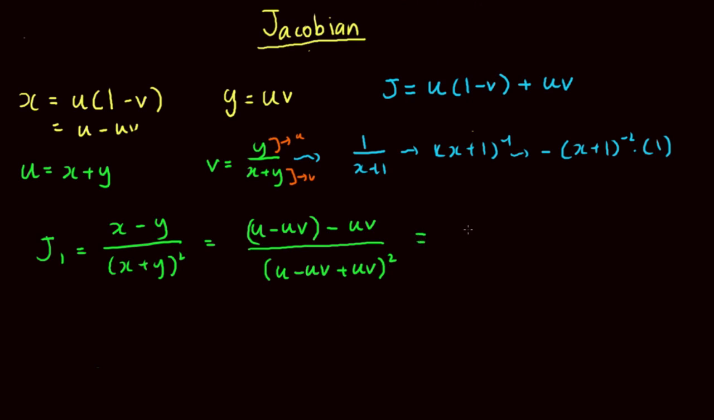So what does it mean? It becomes u minus 2uv over u squared. This is your J inverse. And for your J also, I think we can simplify a little bit. It's simply u minus uv plus uv, which is just equivalent to u.